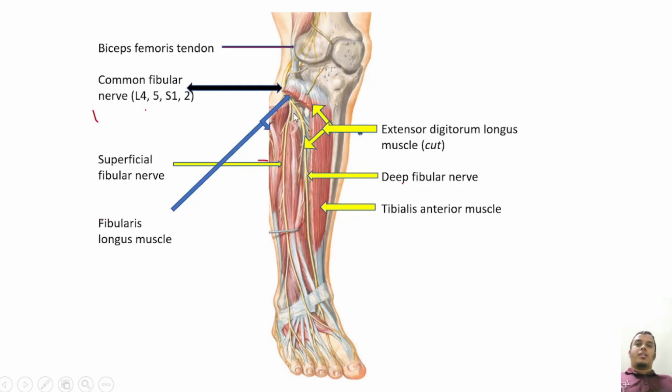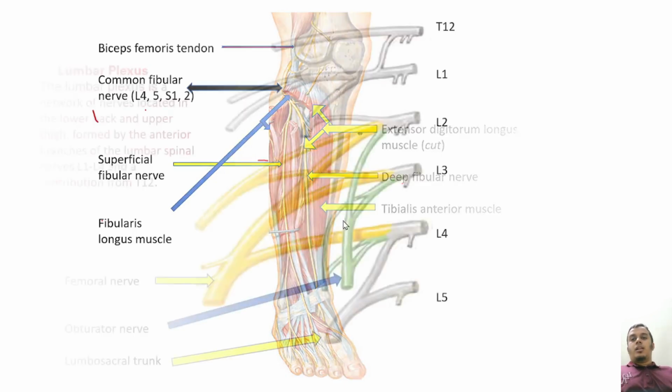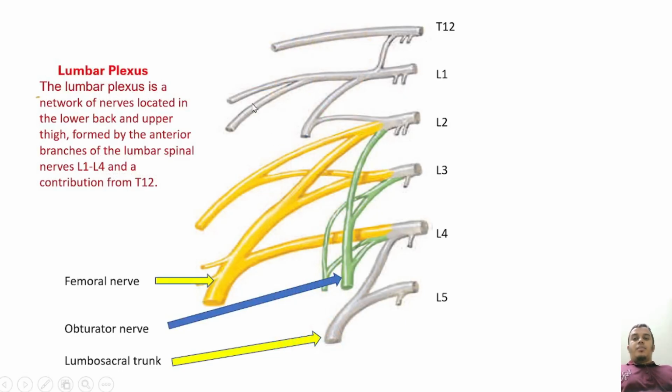Then we see some muscle in this picture. Then we see the lumbar plexus, which is formed by lumbar spinal nerves lumbar 1 to lumbar 4 and some contributions from thoracic 12. In this plexus the main nerves are the femoral nerve and the obturator nerve, and also the lumbosacral trunk.